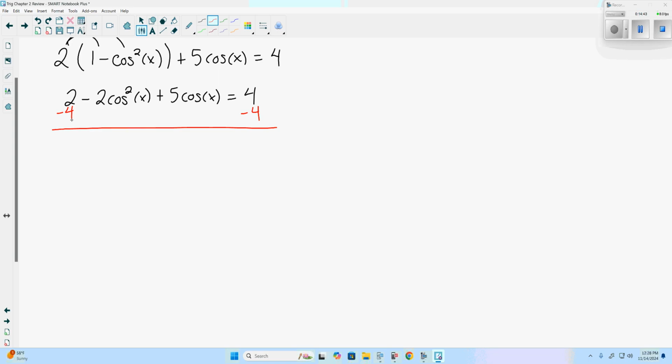Now, since we do have a squared term and a middle term, we do need to get this equal to 0. We do have it in a quadratic type form. So we can subtract 4 from both sides.